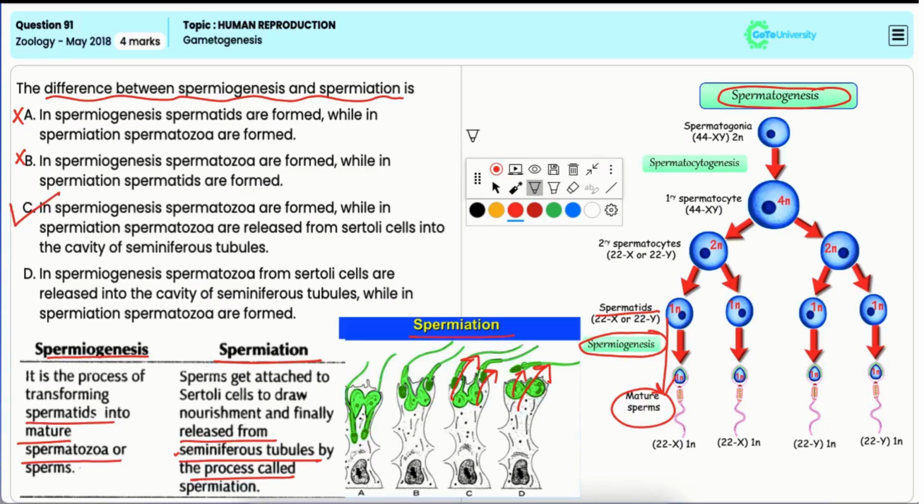Option D. In spermiogenesis, spermatozoa from Sertoli cells are released into the cavity of the seminiferous tubules, while in spermiation, spermatozoa are formed. This is incorrect because this option reverses the definition of spermiogenesis and spermiation.